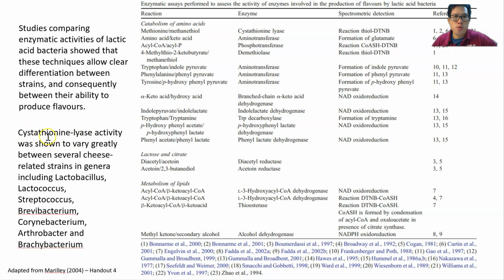So one of the very important enzymes over here, cystathionine lyase, activity was shown to vary greatly between several cheese-related strains in genera including Lactobacillus, Streptococcus, and so forth. Okay, so you can see different enzymes are in different types of starter bacteria, or those bacteria that you add inside. So again, choosing the correct bacteria to create the desirable flavor is very crucial.